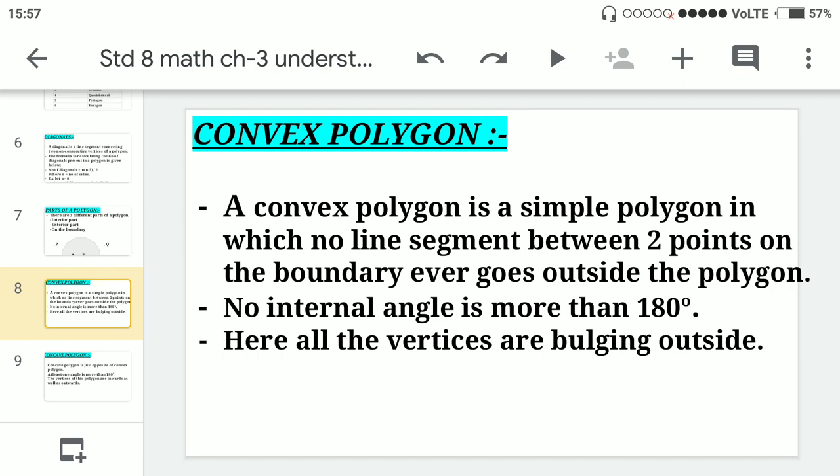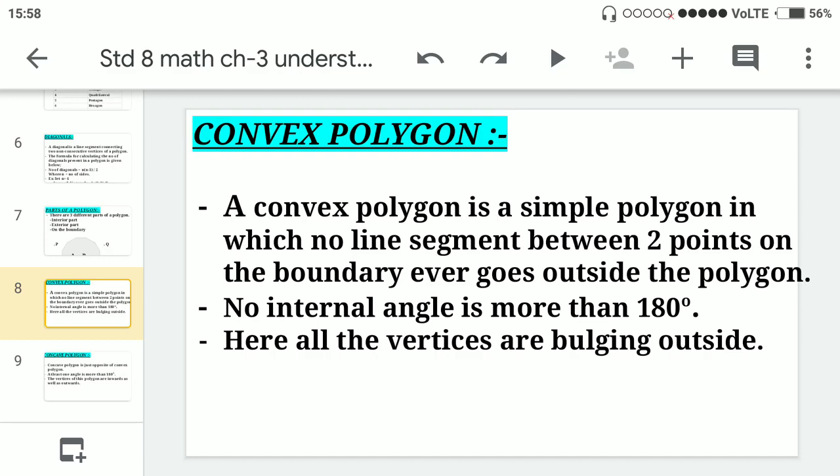Okay, and no internal angle is more than 180 degrees. Let's take a quadrilateral. In a quadrilateral, as you know, there are 4 angles. So each angle must be less than 180 degrees. If it is more than 180 degrees, that is known as the concave polygon. Understood? So in case of a convex polygon, whether it is a quadrilateral or any polygon like pentagon, hexagon or anything, all the angles should be less than 180 degrees. Not a single angle exceeding 180 degrees.